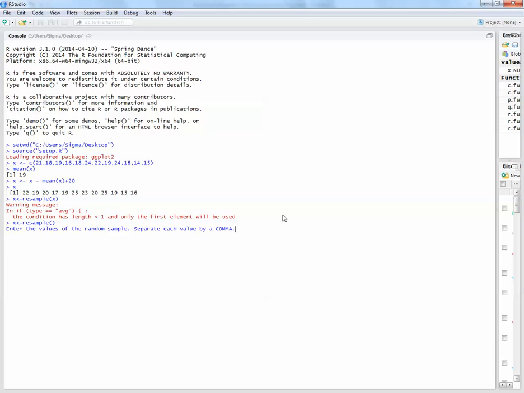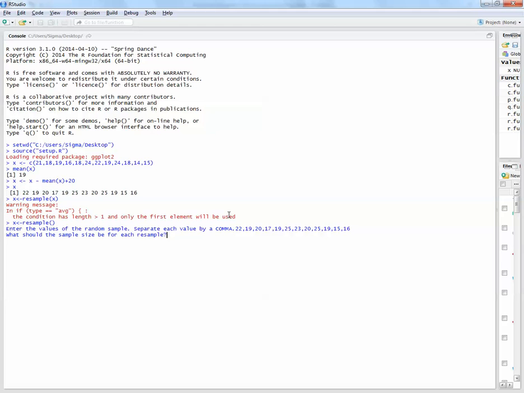One way we could do it, I guess we could copy and paste, but I'm just going to type them in. 20, 19, 20, 17, 19, 25, 23, 20, 25, 19, 15, and 16. All right, so I've got those in there.